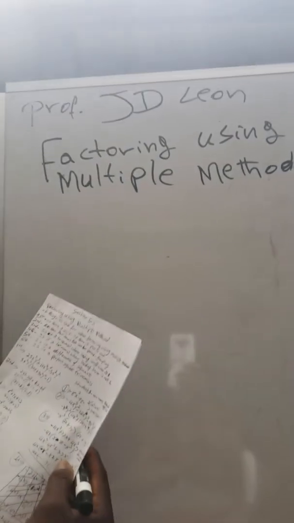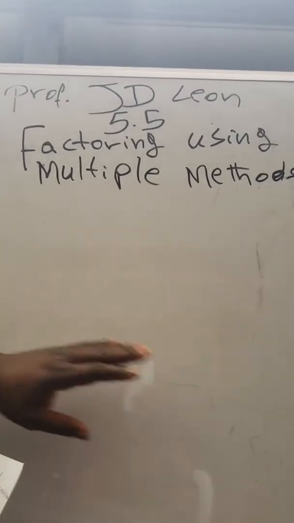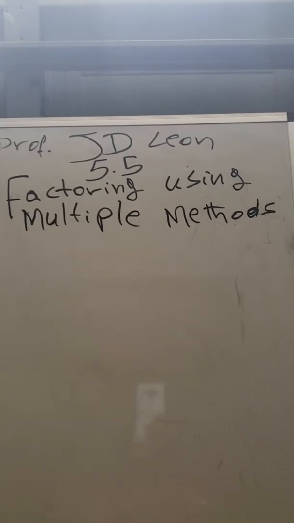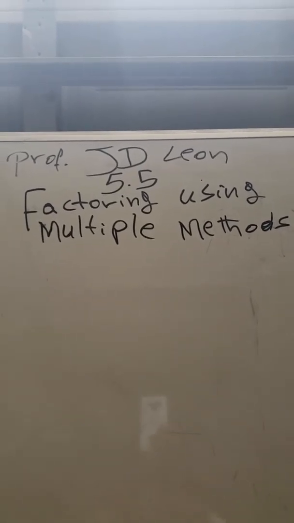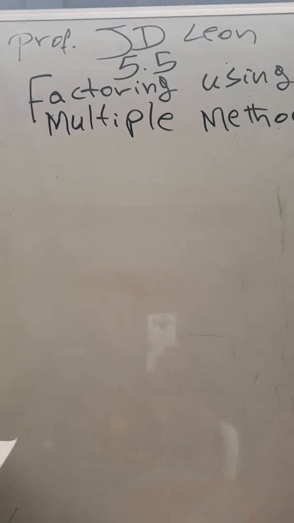All right, guys. Now we will continue to cover chapter 5, but this time it is section 5.5. In section 5.5, it's not any new information. What it is, instead of just factoring out the GCF, or instead of just dealing with grouping or trial and error and the square root method, there's that method as well.